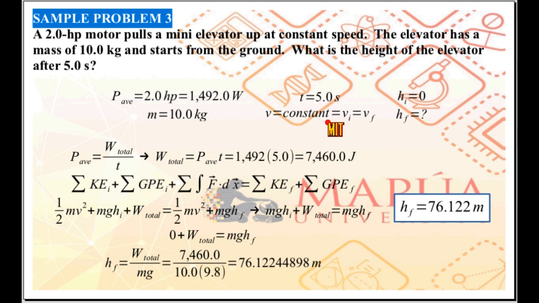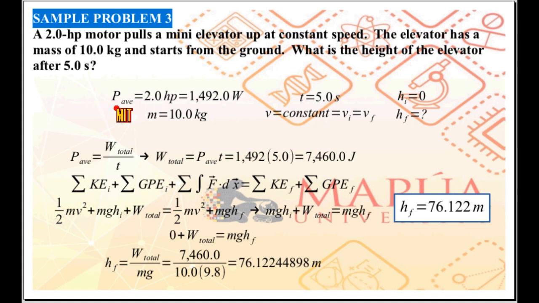So v is constant, meaning initial speed and final speed are equal. The elevator starts from the ground, so let h initial be 0. We are looking for the final height, h final, after 5 seconds have passed.